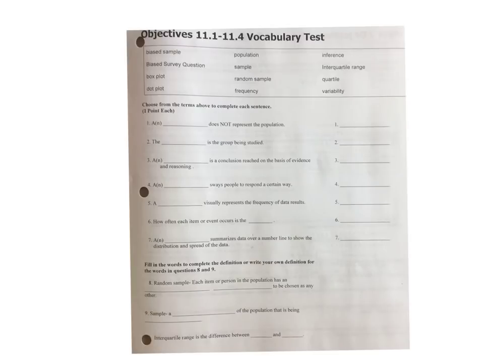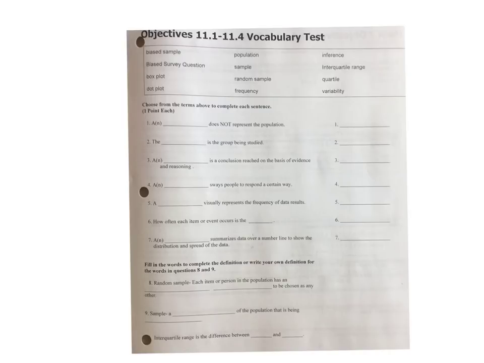Today you are going to be taking your Unit 11 test. We are going to start with the vocabulary section. Make sure that your first and last name is at the top of your test. For questions 1 through 7, they are each worth 1 point. The words that you will select come from the word bank in the box above.